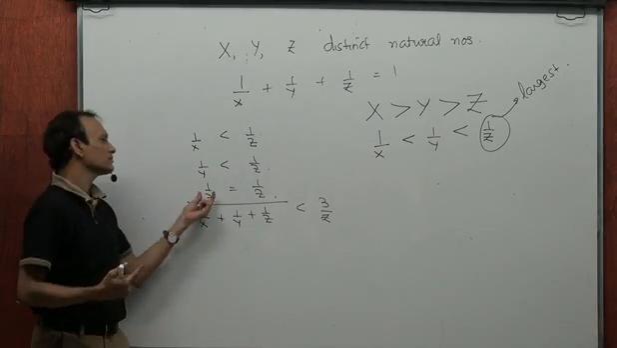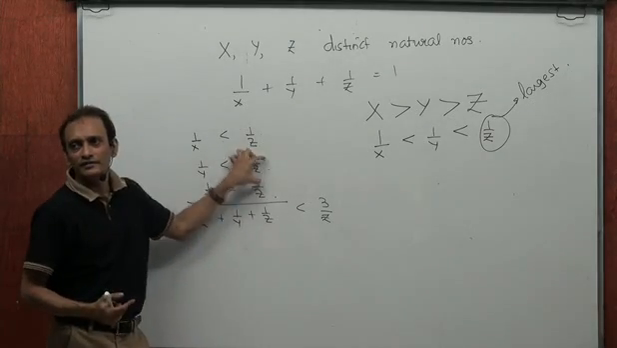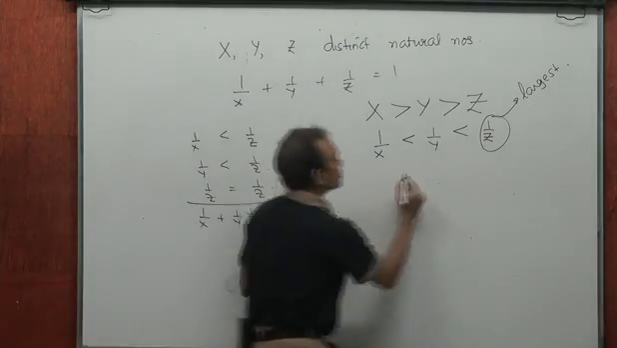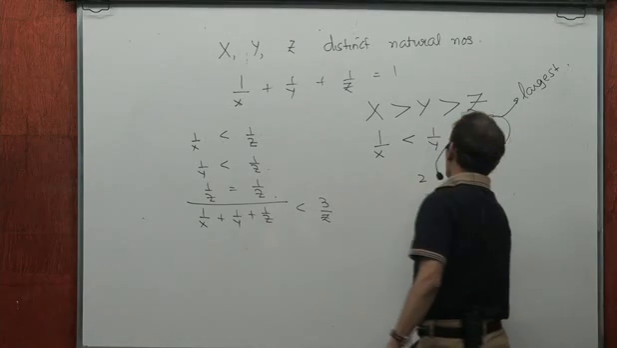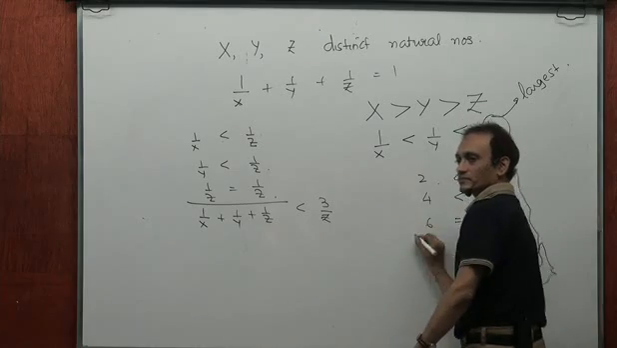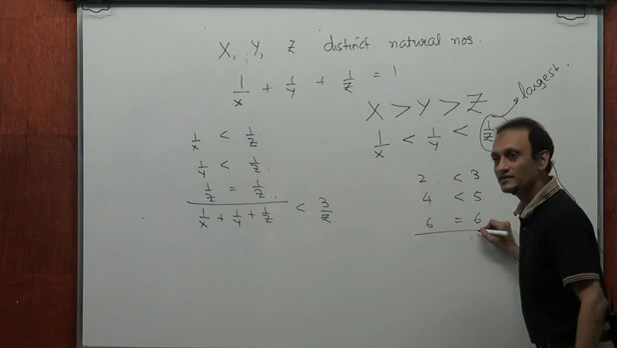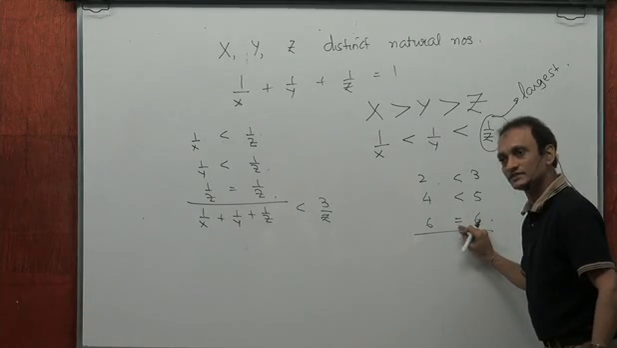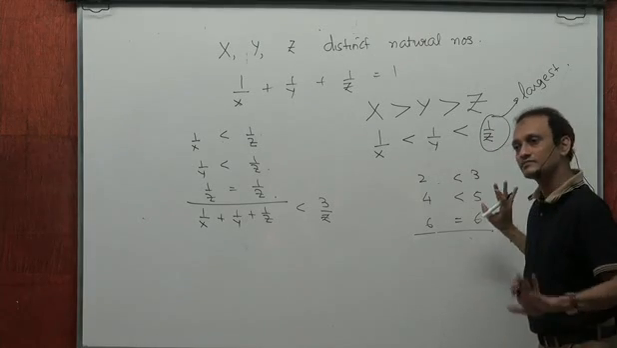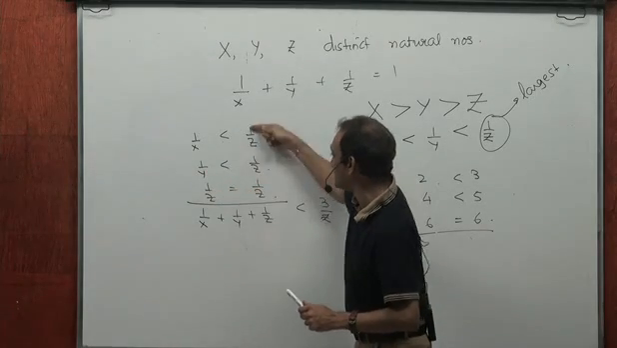Doesn't matter. 2 equal to 2, 4 less than 5, 5 less than 6. So this plus this plus this, see, it's like this. 2 less than 3, 4 less than 5 and 6 equal to 6. Now if I add 2 plus 4 plus 6 will be less than 3 plus 5 plus 6. Can I say this? Despite this equality, this plus this plus this will still be less than this plus this plus this. Clear? So I could still say 1 by x plus 1 by y plus 1 by z less than 3 by z.